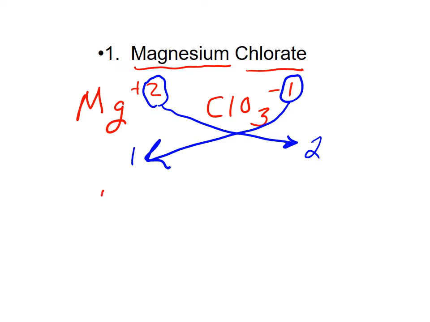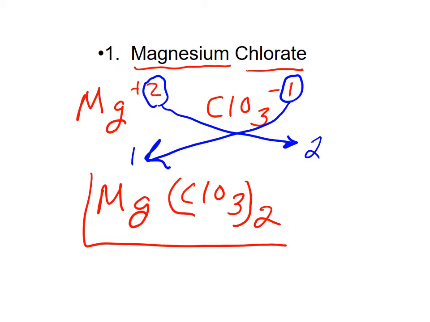So once again, we don't write number 1s ever. And then we have ClO3. We also have to have 2 of them. And we need 2 complete ClO3s, so that means we're going to put it in parentheses for that one.